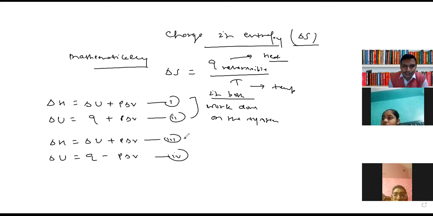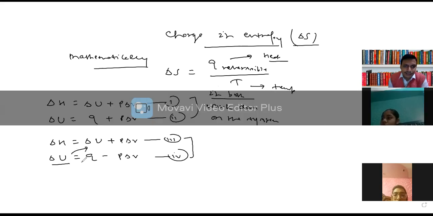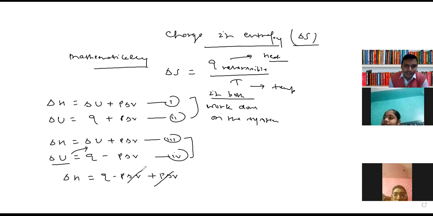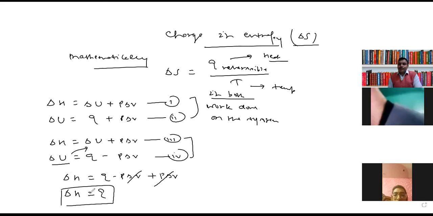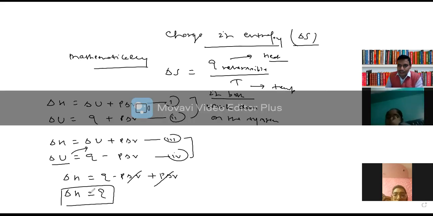Take equations third and fourth. Put the value of delta U in the third equation, you will get delta H is equal to Q minus P delta V plus P delta V. P delta V will cancel out. That means delta H is equal to Q. So whenever work done on the system and work done by the system is taken combinedly for the formula derivation, you will get that enthalpy change is equal to heat change, that is heat supplied to that system.